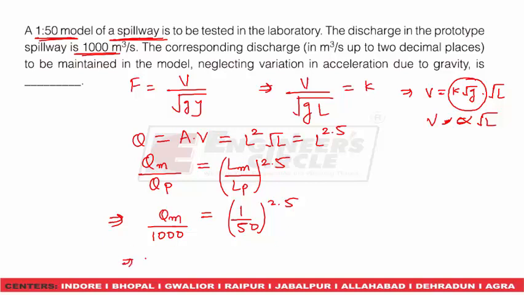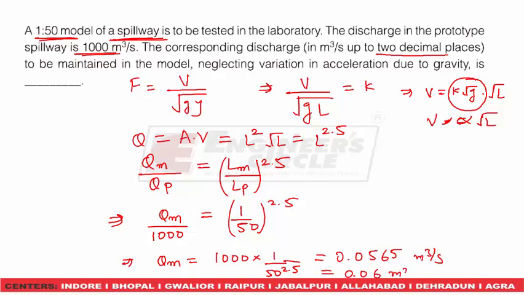So QM will be equal to 1000 into (1/50) to the power 2.5, and it comes out to be 0.0565 meter cube per second, and we have to give the answer up to 2 decimal places. So up to 2 decimal places it will be 0.06 meter cube per second. This will be our numerical answer.